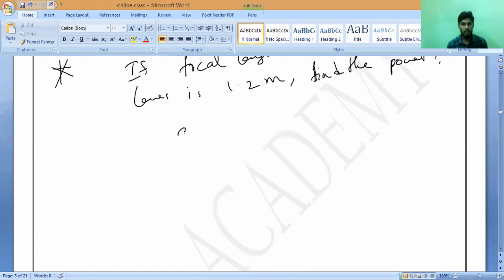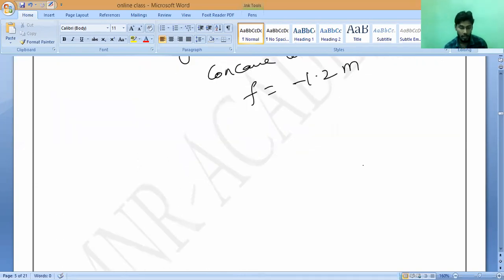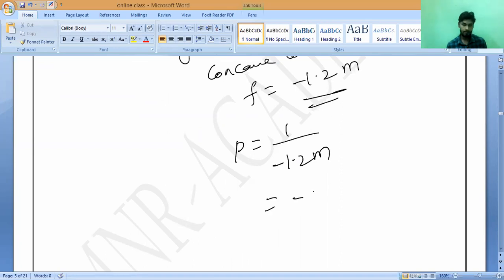You may observe here. Given what lens? Concave lens. So as we know, F is equal to minus 1.2 meters; they have directly given the focal length in meters. So power of a lens is equal to 1 by minus 1.2 meter, which equals minus 10 by 12 meters inverse. How much is it? Minus 0.8.